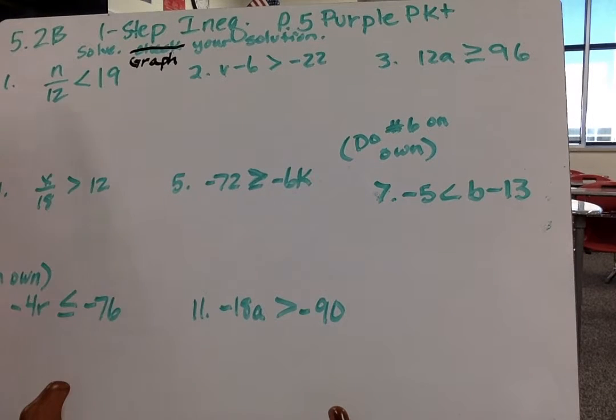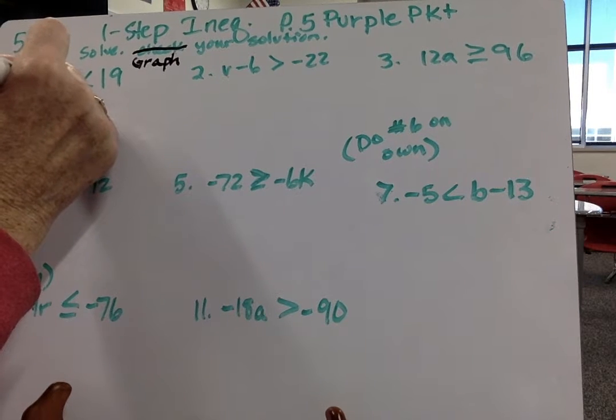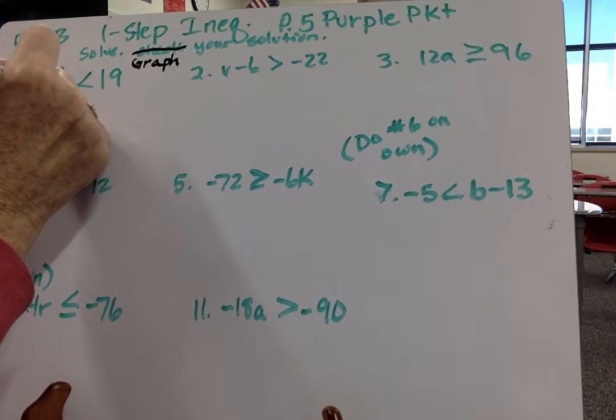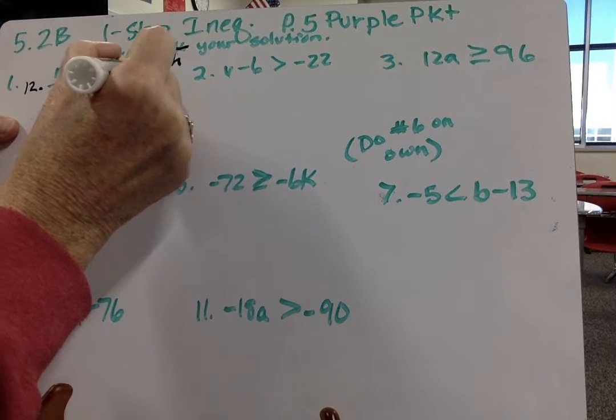The first question is, what operation is going on here, okay? I had quite a few people miss this on the test. So it's n divided by 12. Then we ask ourselves, what is the inverse operation, or the opposite, of divide? And that is going to be multiply. So whatever I do over here, I do over here.